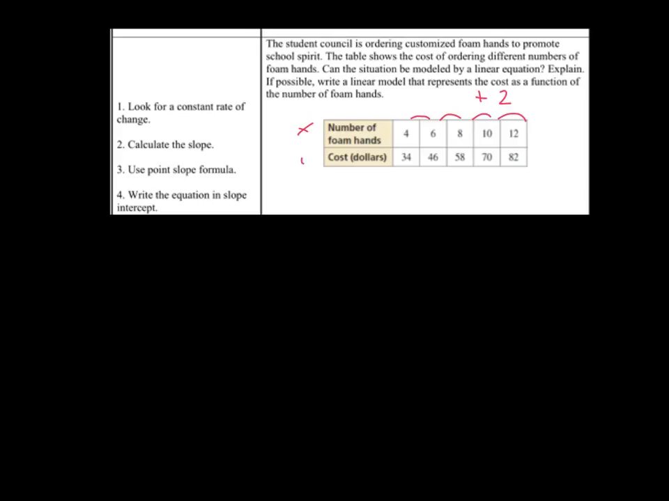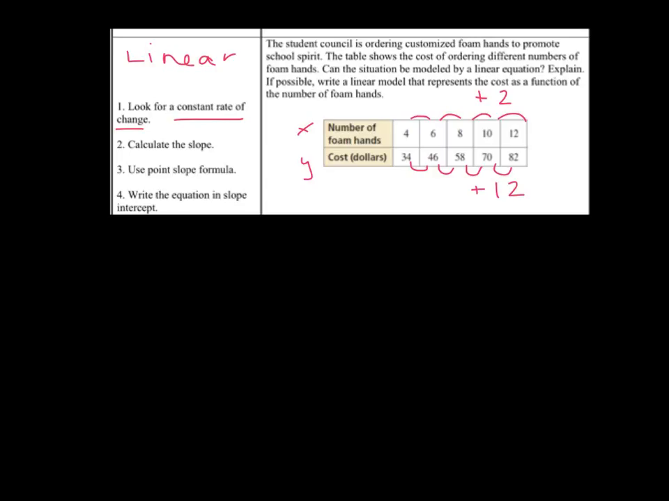Then we looked at our cost. Our cost is our y value. Remember, your cost is dependent on the number of foam hands that you purchase. So that's how we knew that it was going to be the dependent variable. When we looked at our pattern here amongst our y values, we noticed that it was increasing by 12 every time. So because I noticed that it was going up by 2s every time on x and up by 12 every time on y, we knew that this was indeed a linear function because there was a constant rate of change.